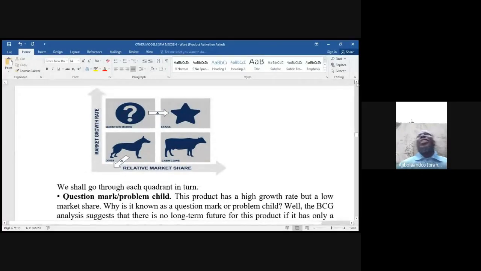Number 1, a product with low growth rate and high market share is referred to as cash cow. Then when you have high growth rate plus high market share, that product is known as star.